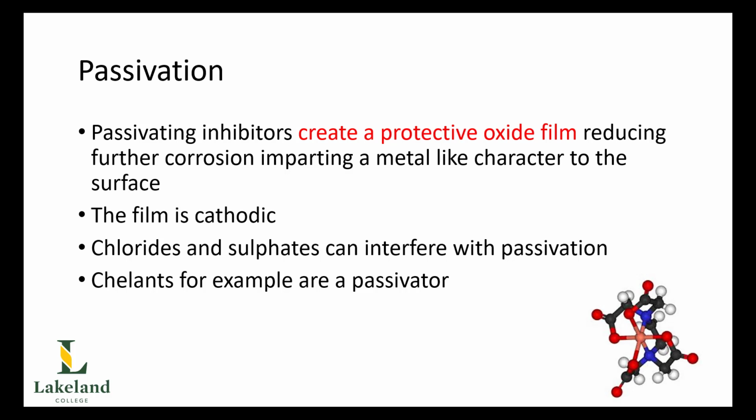Passivating layers are cathodic, and the base metal then becomes anodic, which basically means that if our passivating layer is now damaged or scratched or removed, the anodic base metal layer is now going to corrode to replace the passivating layer. Now, unfortunately, chlorides and sulfates can interfere with this passivation process. So in areas where passivation is required and we have chlorides and sulfates, we have to inject higher inhibitor doses. A classic example of a passivating chemical is a chelant or a chelating agent. You probably are familiar with those already, and if not, we'll talk about them again when we get to 3B1.